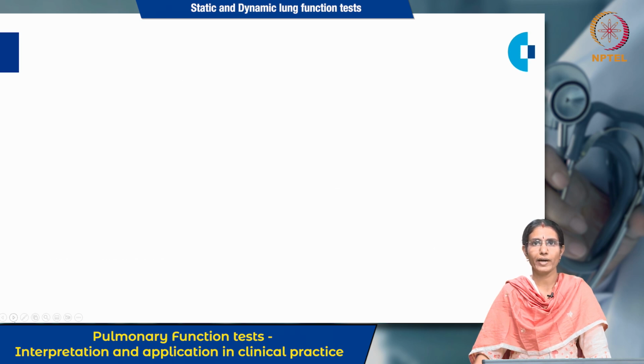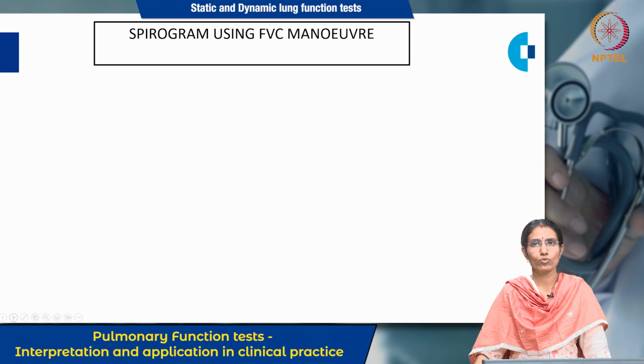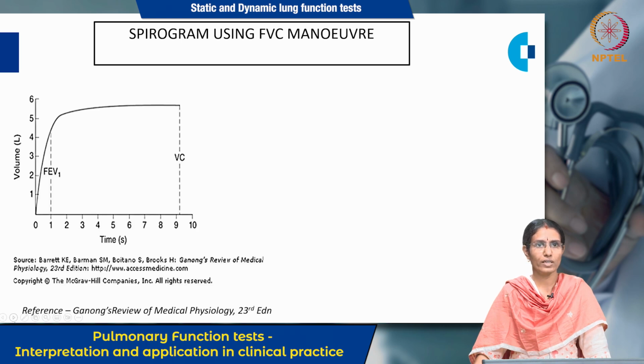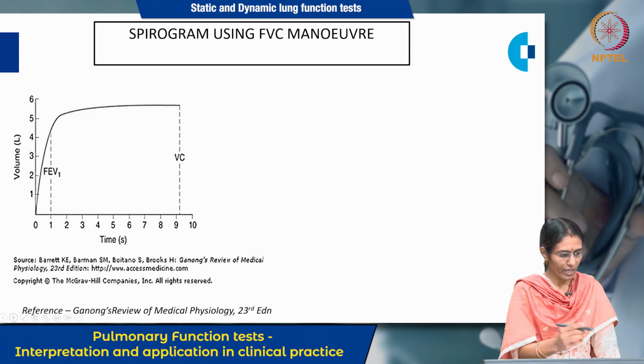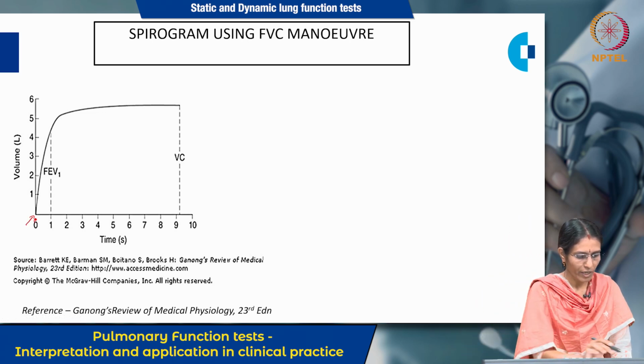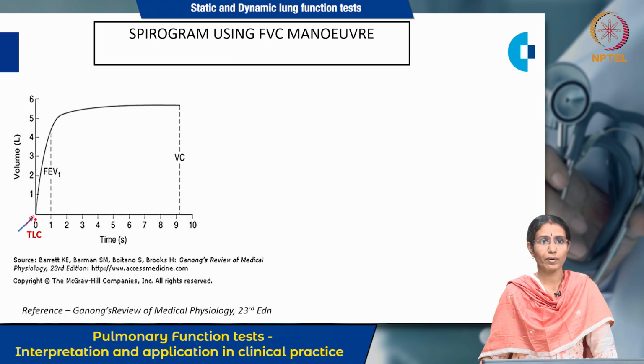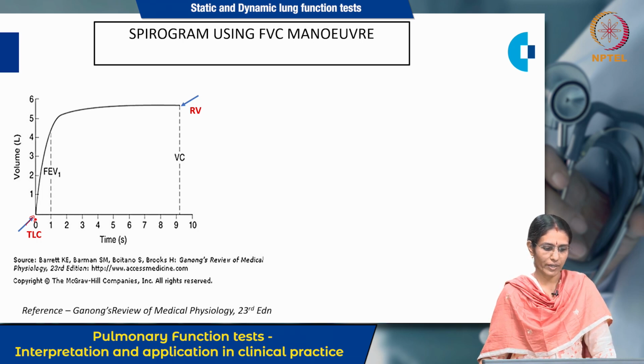So, let us see the spirogram first, using the FVC maneuver. What you see here is the spirogram. So, what does this give? Here, when the person starts the FVC maneuver, he is asked to take a deep inspiration first. In deep inspiration, when he starts the maneuver at 0 time, his volume is at its maximum, at his total lung capacity. Then, starting at his total lung capacity, he is encouraged to do an expiration completely, till all the volume is expired or exhaled.